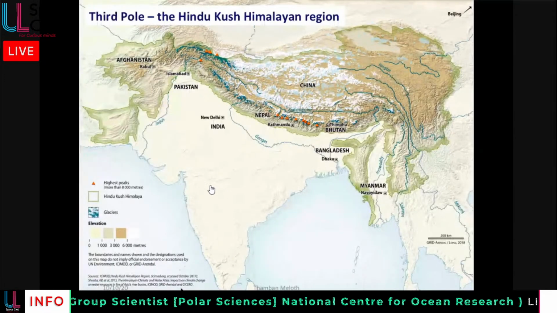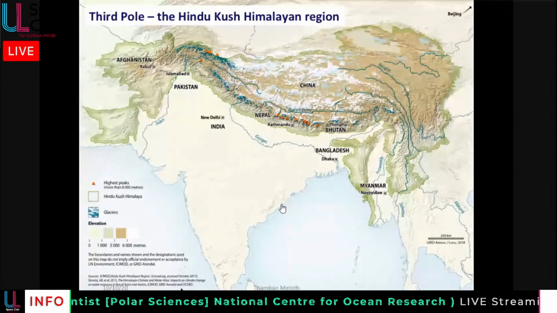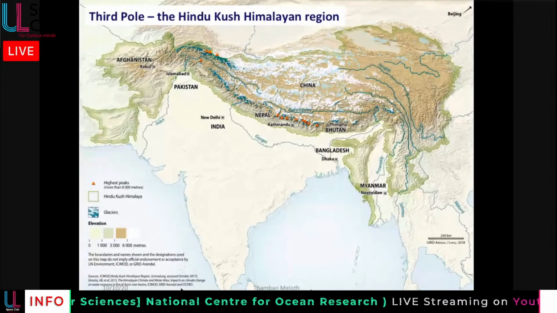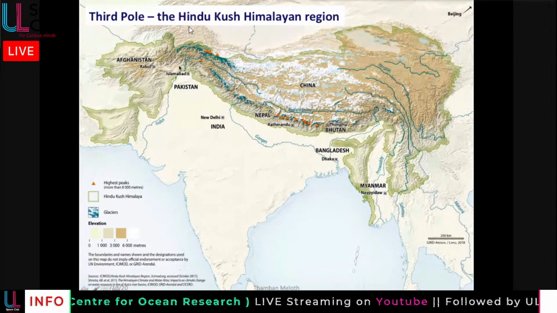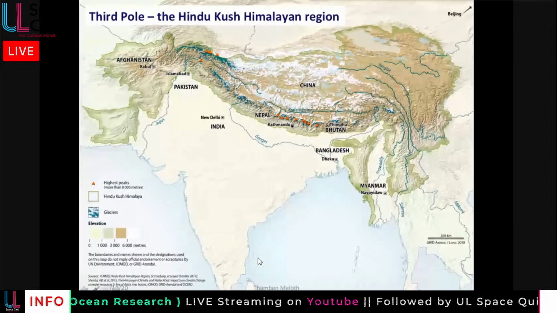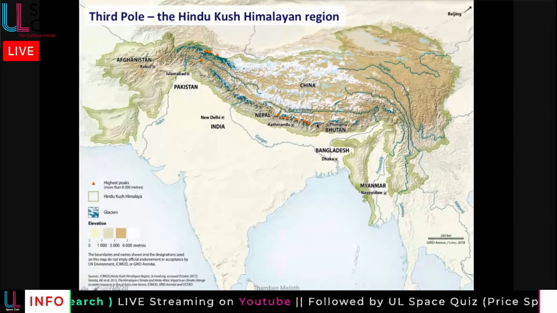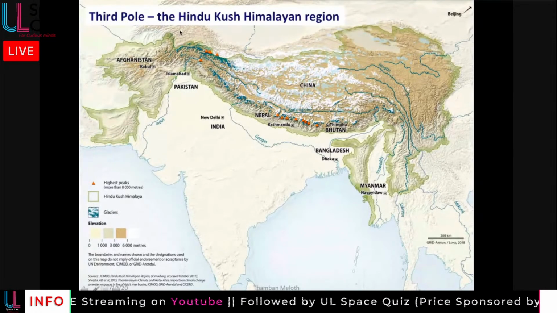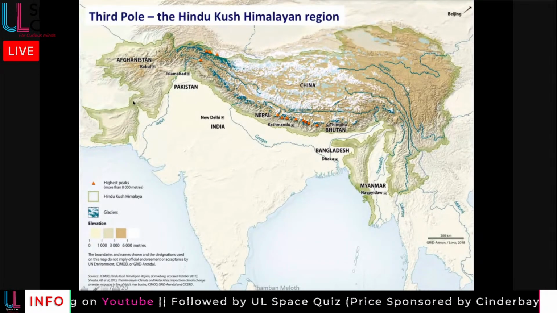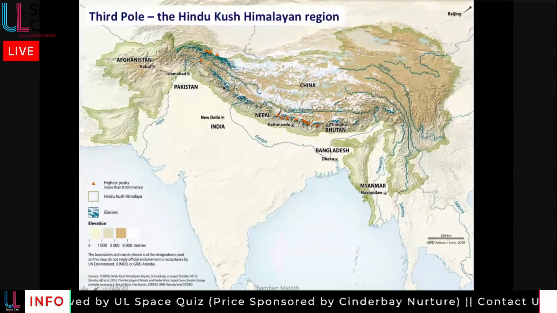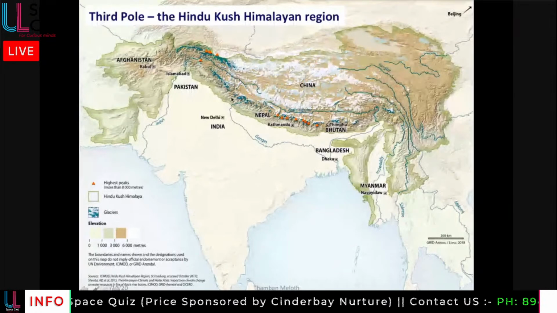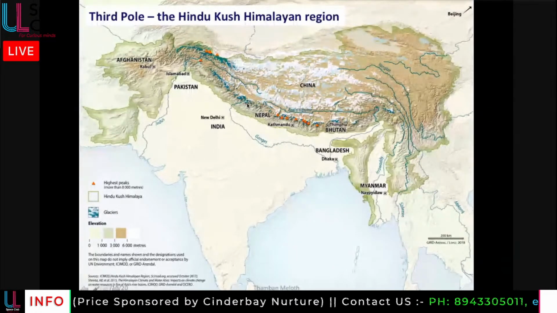Now we reach the third pole. The third pole is nothing but the Hindu Kush Himalayan region, which spans the Hindu Kush, the Himalaya, and the Tibetan region. Except the Karakoram, which is over here. This entire region is now known as the third pole because these dark green colored places are where the glaciers exist.